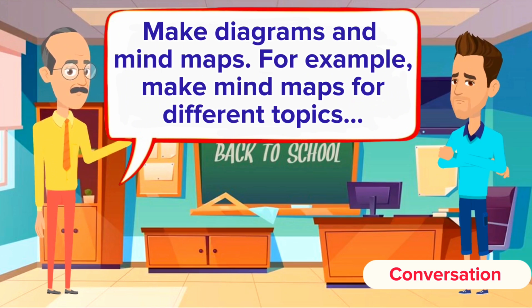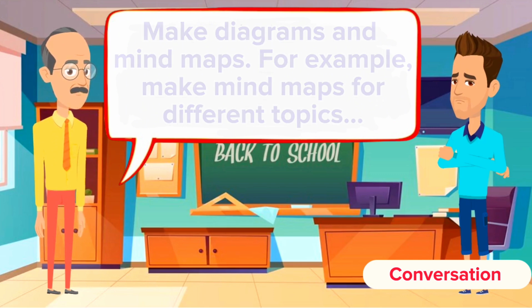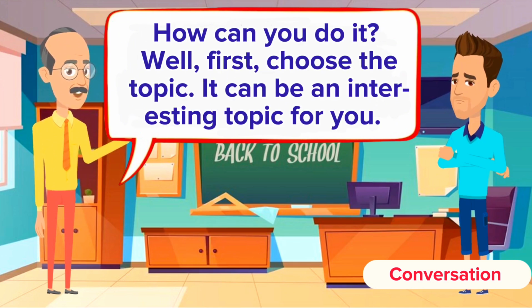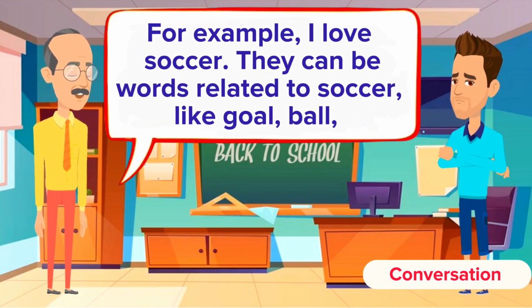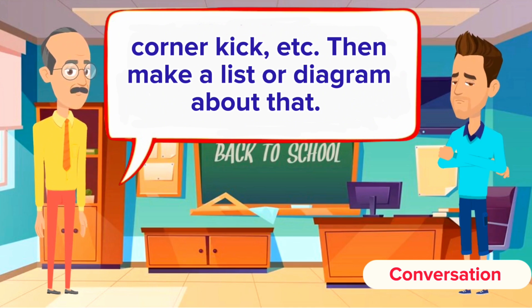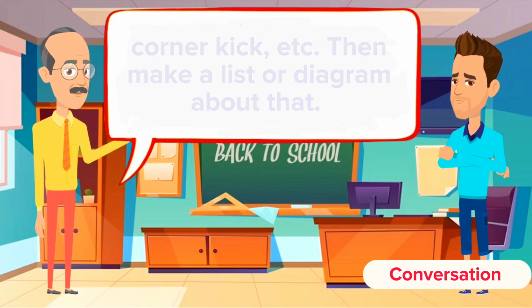Make diagrams and mind maps. For example, make mind maps for different topics of vocabulary, or use tables to record word families. I have tried this, and it also helped me. How can you do it? Well, first, choose the topic. It can be an interesting topic for you. For example, I love soccer. They can be words related to soccer, like goal, ball, corner kick, etc. Then make a list or diagram about that.